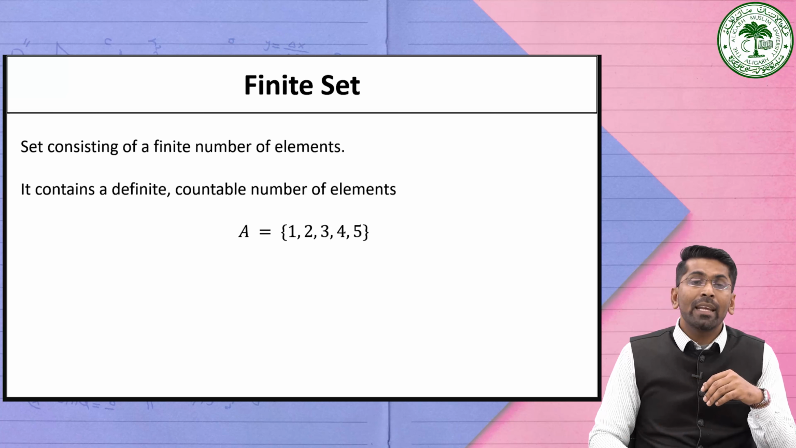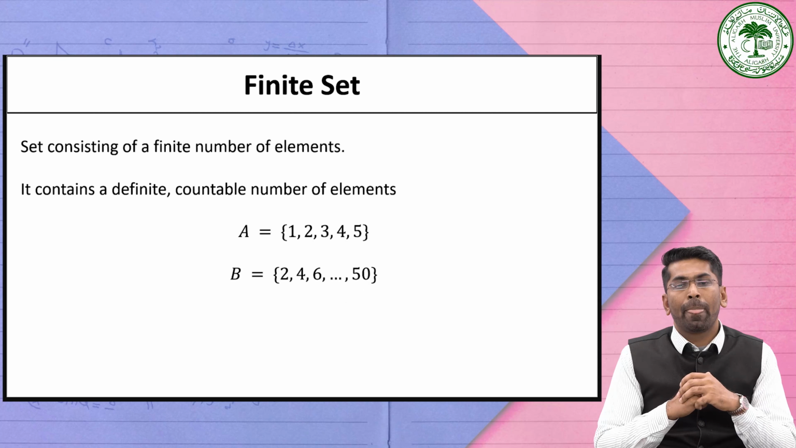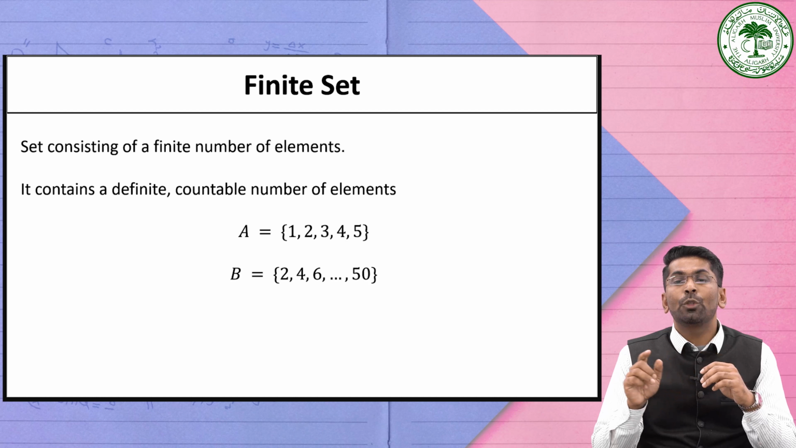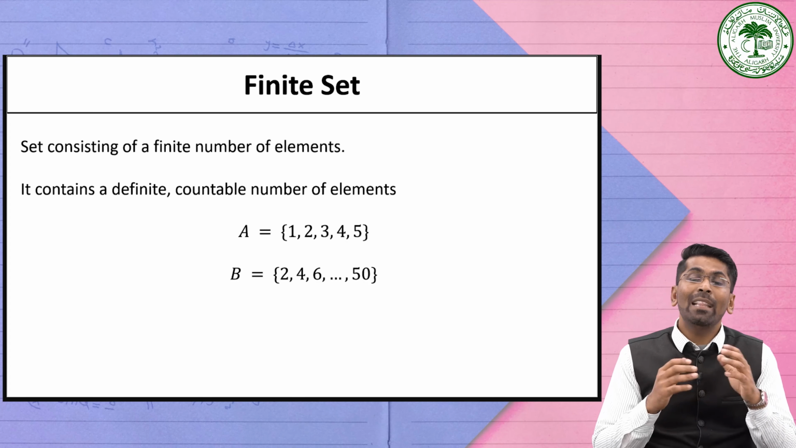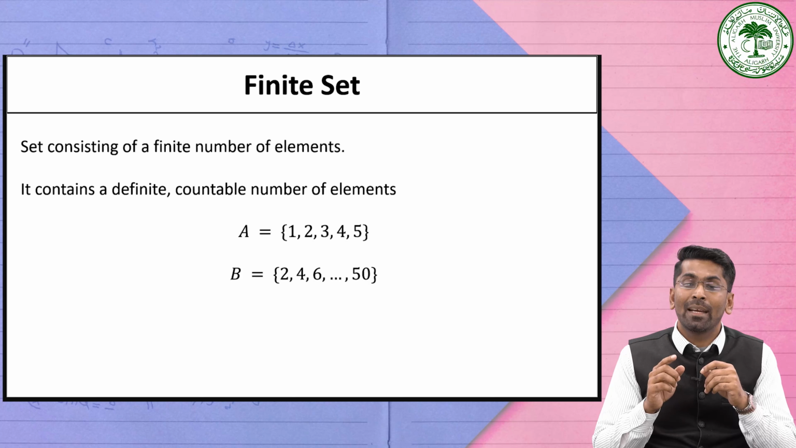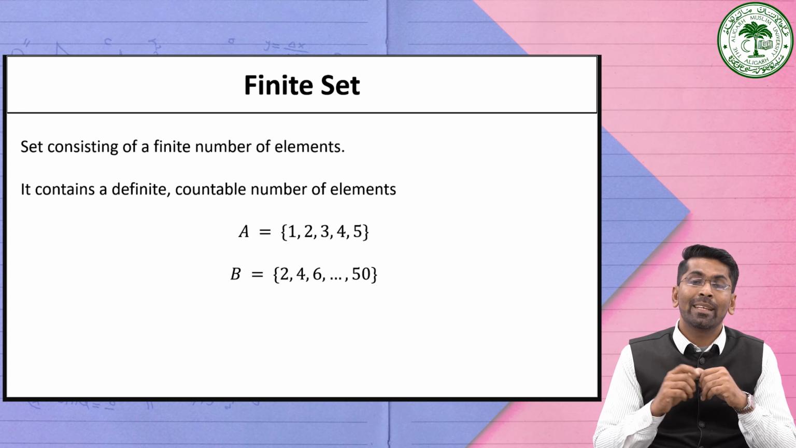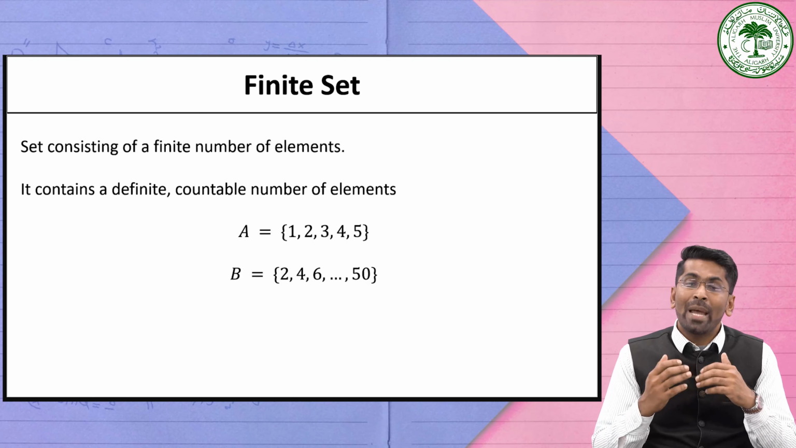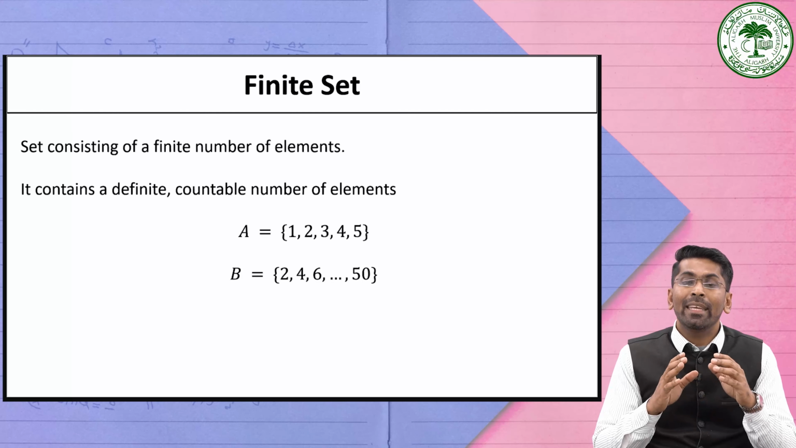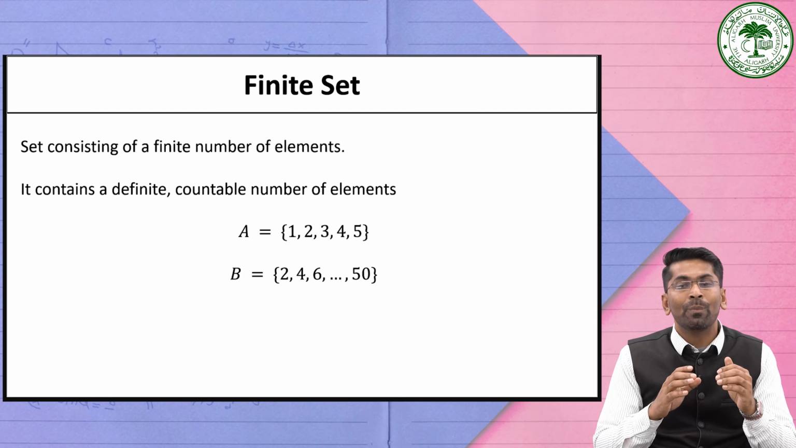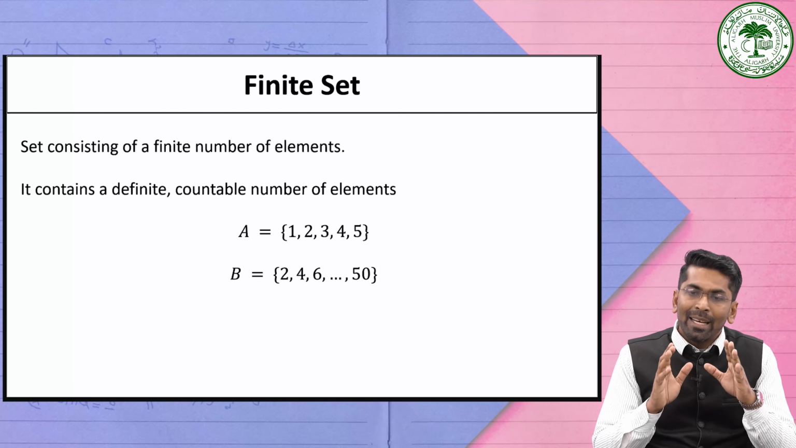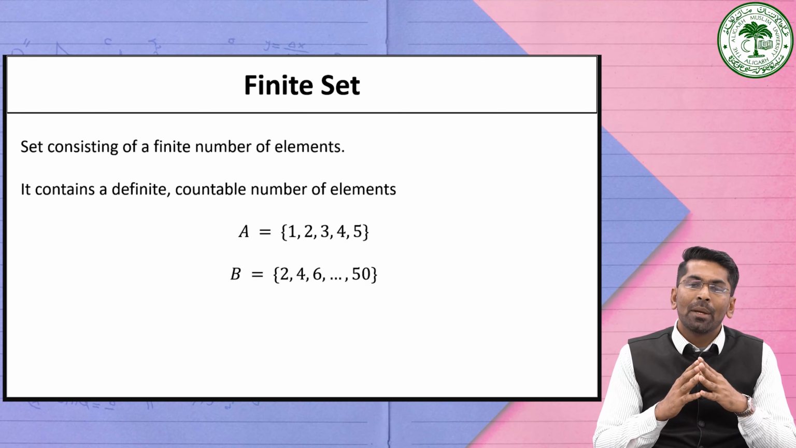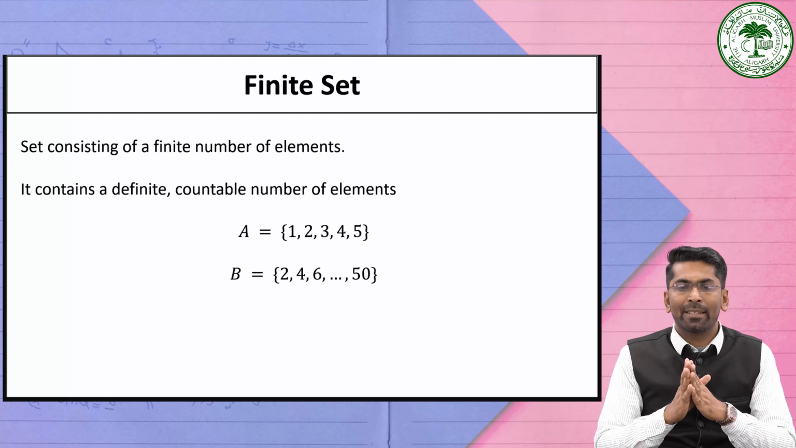Now let us consider another example. Set B is equal to {2, 4, 6, up to 50}. Is it a finite set? While this set is defined using an ellipsis, that is a set of dots, the pattern suggests that it contains the even numbers from 2 to 50. Since this range is finite and countable, we can say that B is also a finite set.